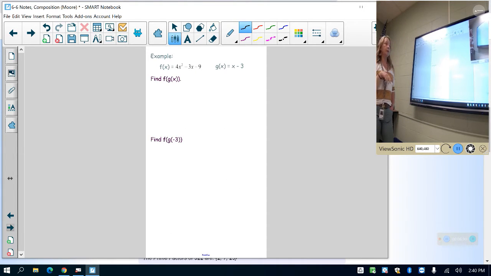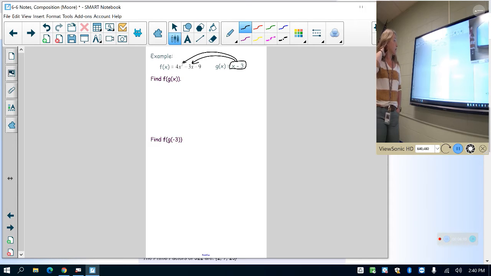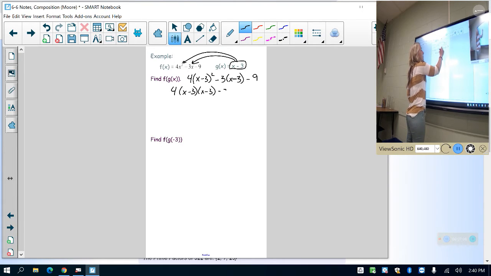Now, let's do another example. In this case, I first have to find f of g of x before I calculate f of g of negative 3. So I'm going to take the entire g function and replace it in the x values. Now this one's a little more difficult because we do have a squared and we are squaring an actual function. So I have 4 times x minus 3 squared minus 3 times x minus 3 minus 9. Now to square an actual function like this, we're going to have to write x minus 3 times x minus 3 minus, and I can go ahead and distribute this now. So negative 3x plus 9 minus 9.